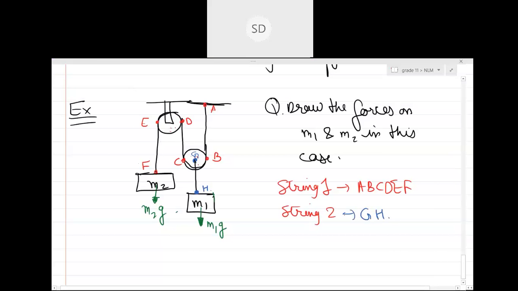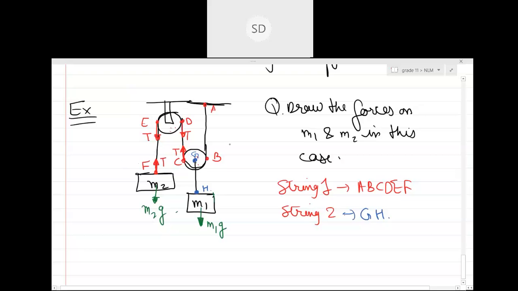Can you see at point F, E will be the support. So this will be the tension. At E, F will be the support. And at point D, C will be the support. At point C, this will be the support. So can you see this is tension T, tension T.